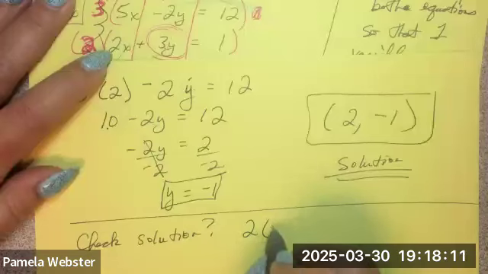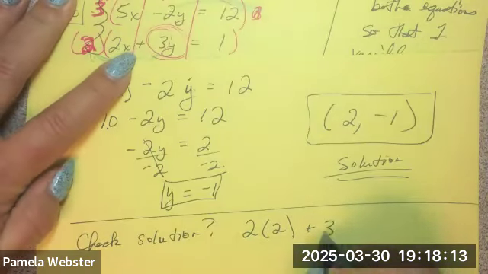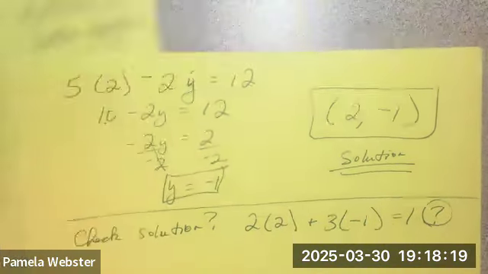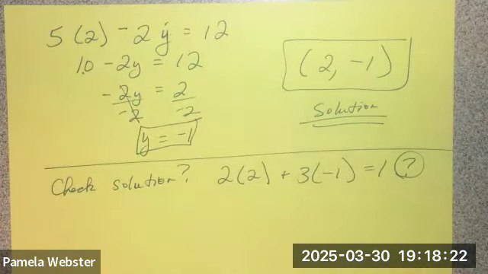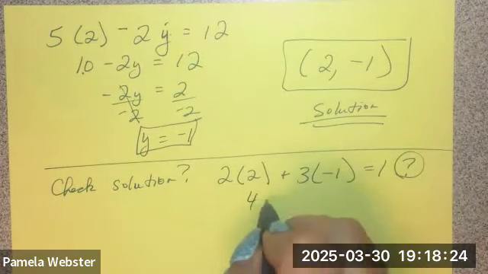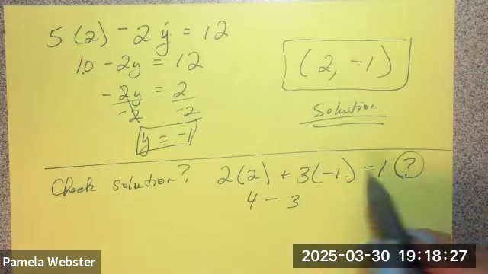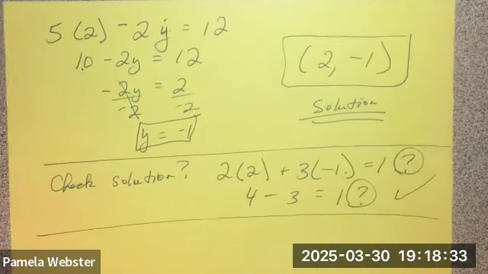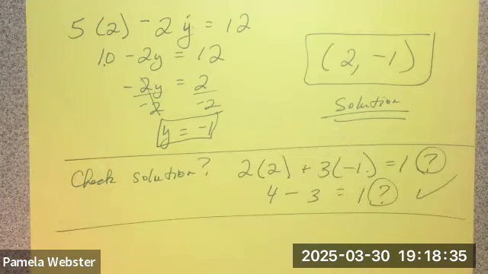So here I am. 2 times my x value is a 2 plus 3 times my y value is a negative 1. Is that a 1? That's what we're trying to find out here. Well, 2 times 2 is 4. Minus 3, because 3 times negative 1. Is that a 1? Sure enough. All right. And then if you wanted to, you could take this guy and graph both equations. You'd have to solve for y, and you'd see the solution really is 2 and negative 1. So you can totally do that if you would like.